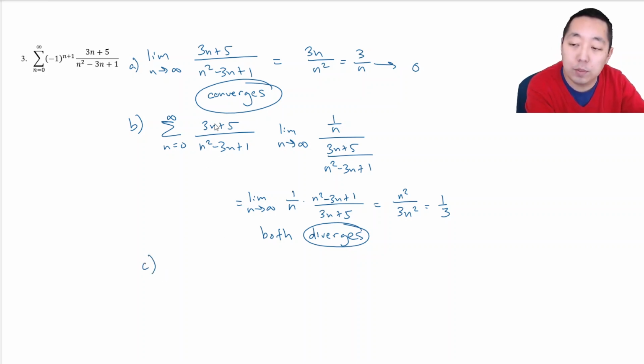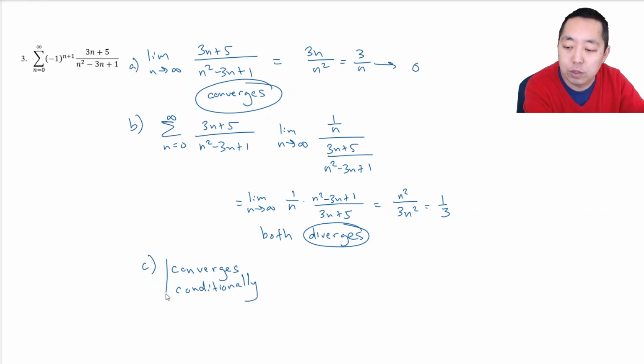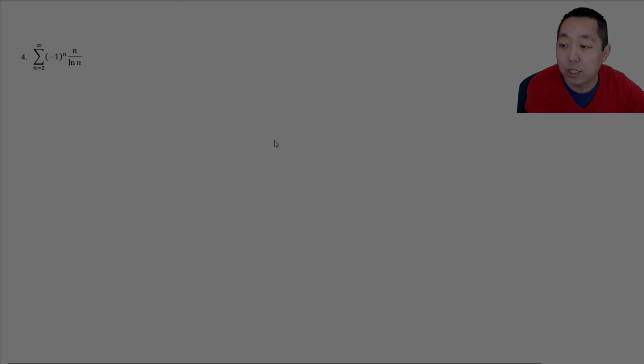So C, then, the answer is: because it only converges with the -1 to the n+1 part, that means it converges conditionally. See, if the absolute value of the sequence converged, then it would converge absolutely, but now it converges conditionally.